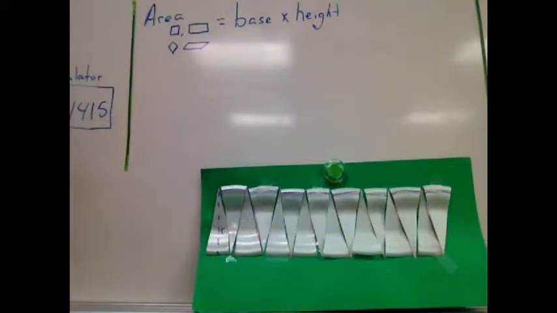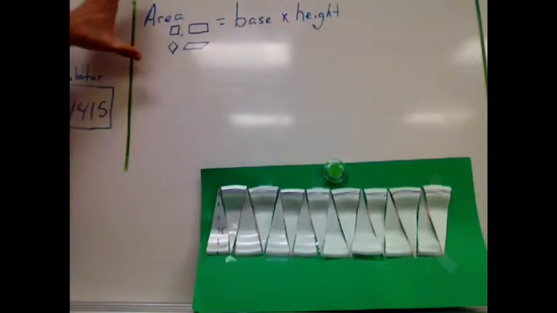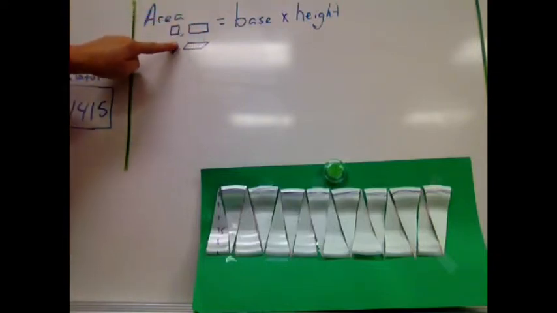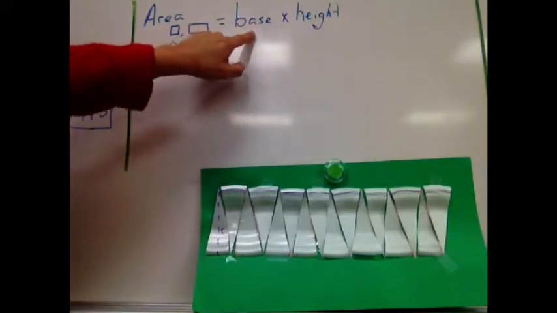Hello, today we're going to talk about the area of a circle. A long time ago, people were trying to figure out how to find the area of a circle. And there were certain things they did know. They did know the area of a square, a rectangle, a rhombus, a parallelogram was equal to base times height.